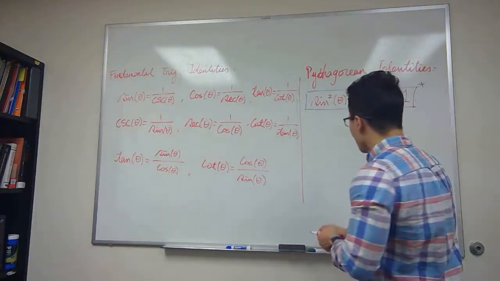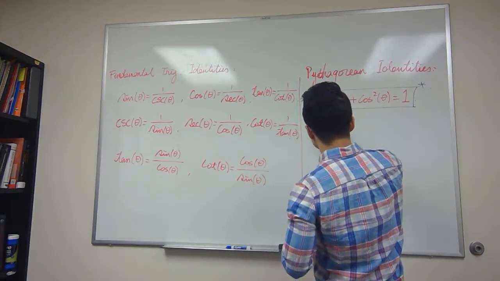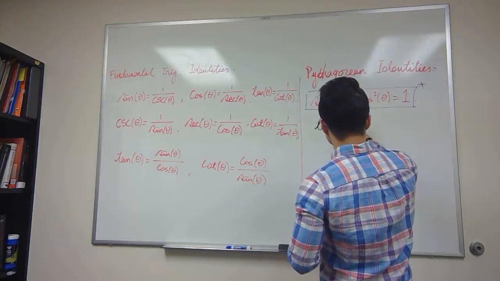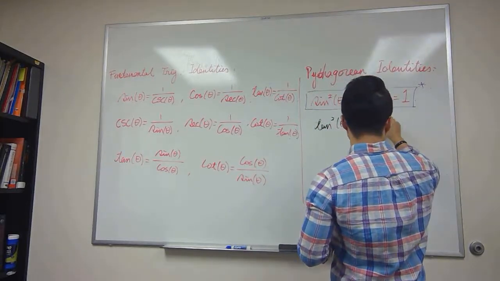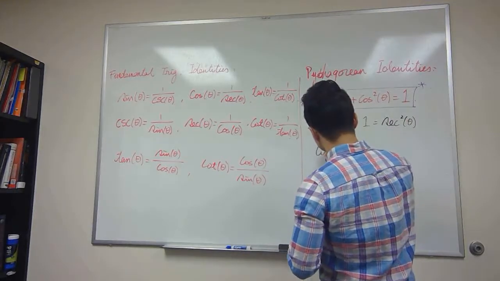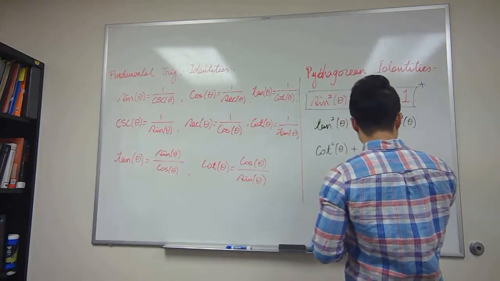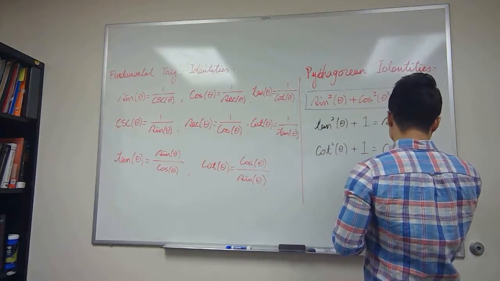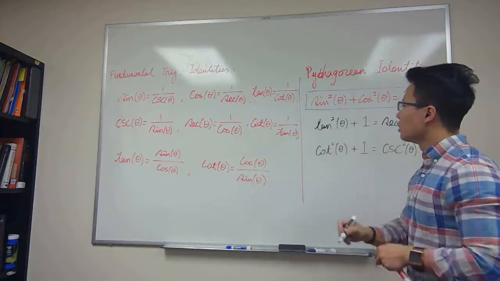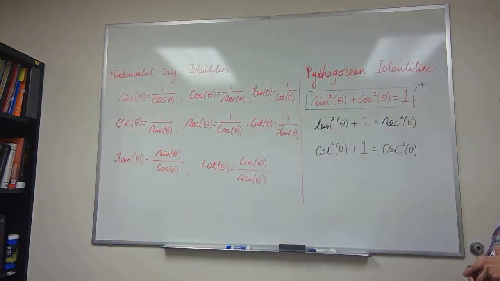And also from here, we got another 2 formulas, which are tangent squared theta plus 1 equals secant squared theta, and cotangent squared theta plus 1 equals cosecant squared theta. So finally, we have all these formulas lying down here.